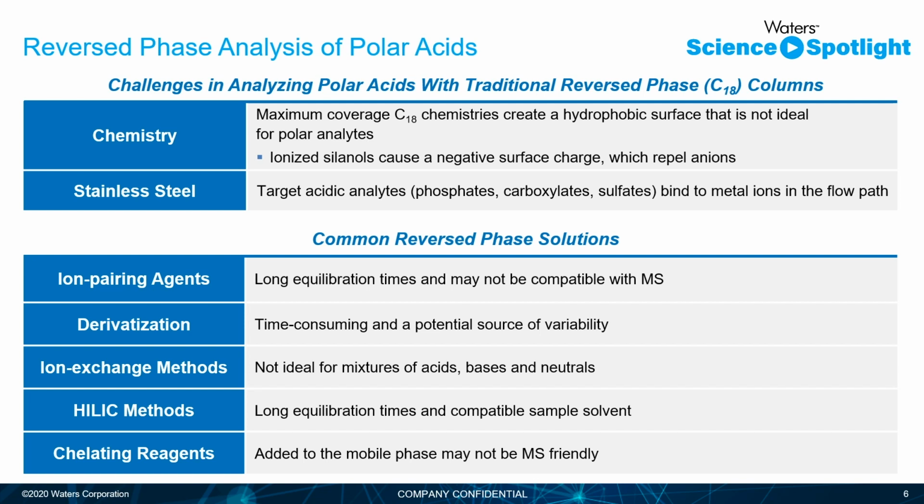HILIC is the preferred technique for polars, but HILIC as a technique has its own problems, things like long column equilibration times and finding a compatible sample solvent. To address the metal ions in the flow path, often chelating reagents are added to the mobile phase. And adding these types of additives to the mobile phase might make that mobile phase not mass spec friendly.